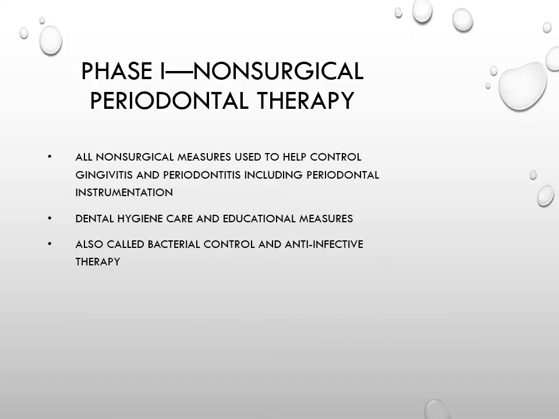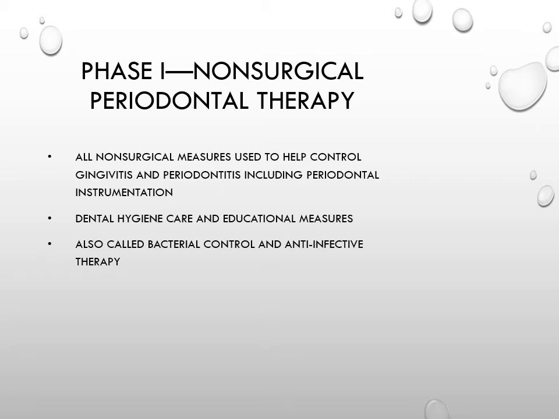So in phase 1, that's going to be non-surgical periodontal therapy. This is where dental hygienists reign supreme. We're going to be providing non-surgical measures that will help control gingivitis and periodontitis, which include periodontal instrumentation, which is going to be both the use of the Cavitron and hand scaling and all of that good stuff. And then dental hygiene care and educational measures.